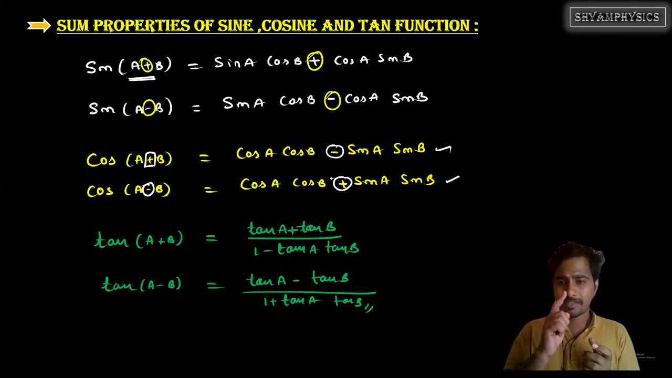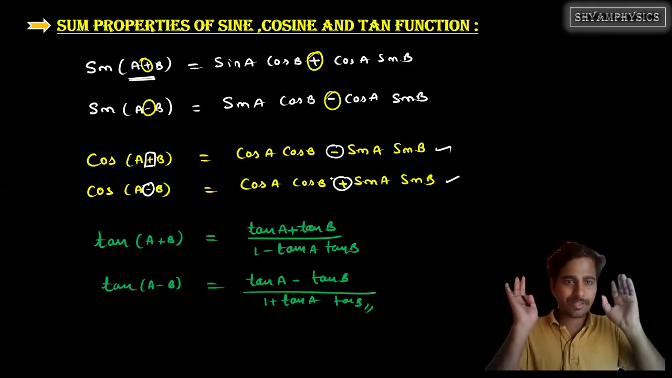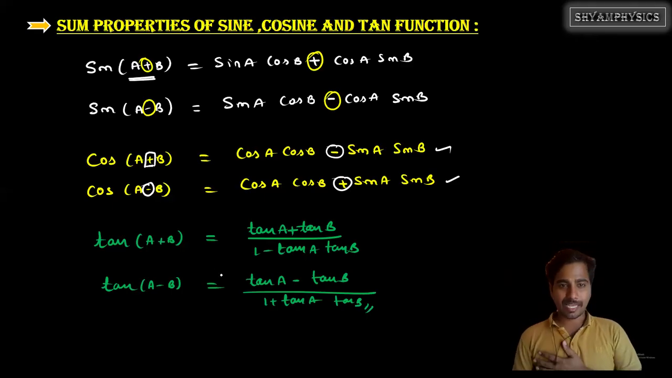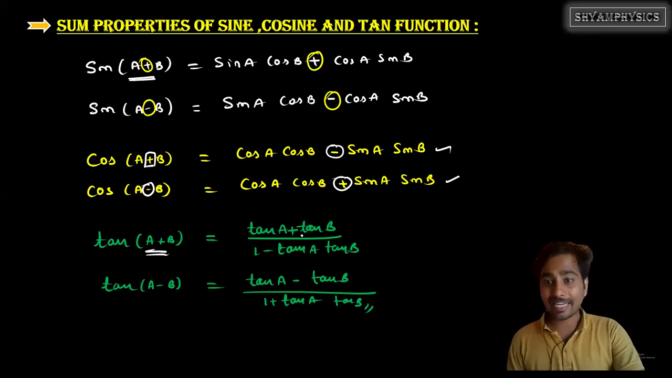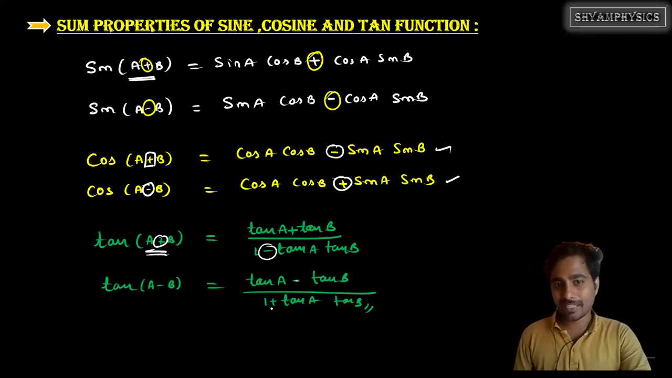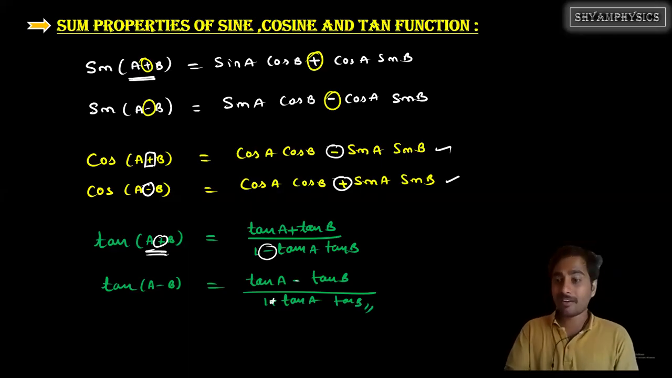Sin of a plus b means sin a cos b plus cos a sin b. If it is plus, write plus itself. And sin of a minus b means sin a cos b minus cos a sin b. In the same way, for the tan function we need to write the addition formula. Tan of a plus b means tan a plus tan b divided by 1 minus tan a tan b. If it is plus, in the denominator it will come as minus. Tan of a minus b means tan a minus tan b itself, but in the denominator it will become plus tan a tan b. This is a multiplication in the denominator. Okay, now we'll come to the point.